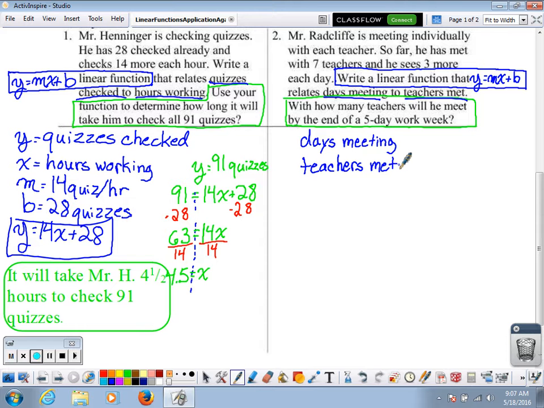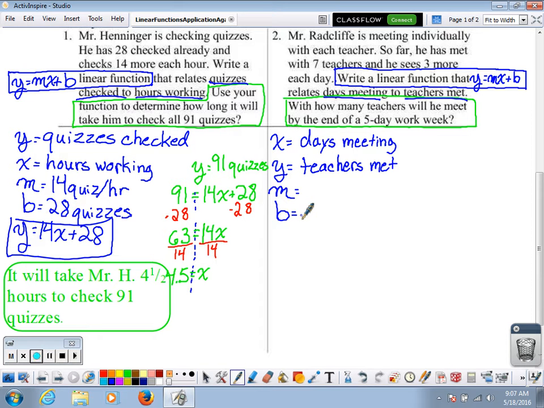We need to figure out, though, which one's x, which one's y. Which one's the cause, which one's the effect. Which means, very good. Okay, also, days is a unit of time. So, probably our x. Okay, so we have our x and our y. Now we need an m and a b. Okay, so we go back and we read it again.